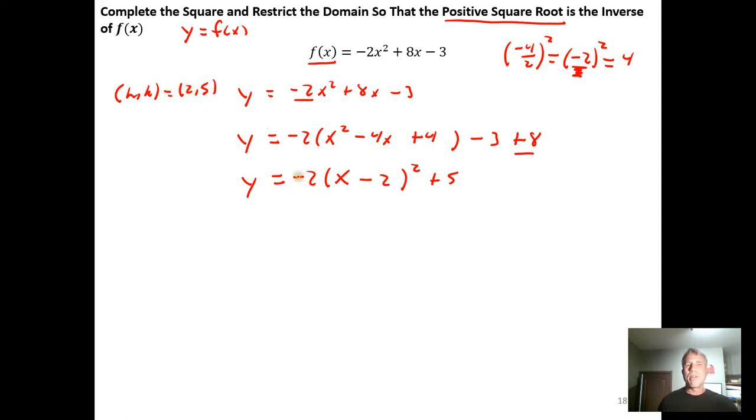And the negative on the 2 here tells me that I have a parabola opening downwards with the vertex at input 2, output 5. So what we'll do is, to make our quadratic function invertible, because currently it isn't, it doesn't pass the horizontal line test, so I know its reflection in the line y equals x will not pass the vertical line test. What we'll do is restrict the domain.